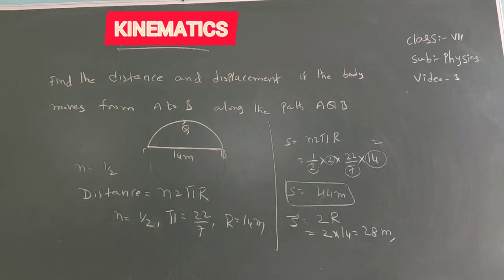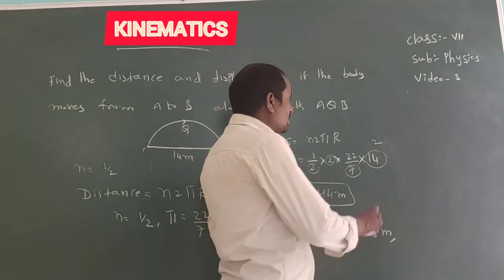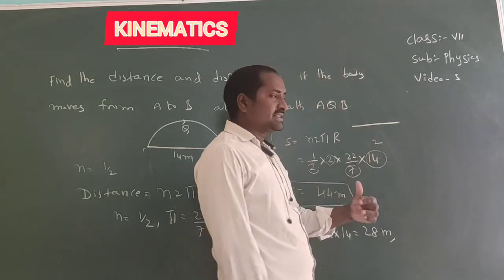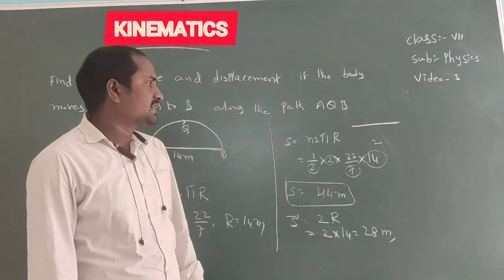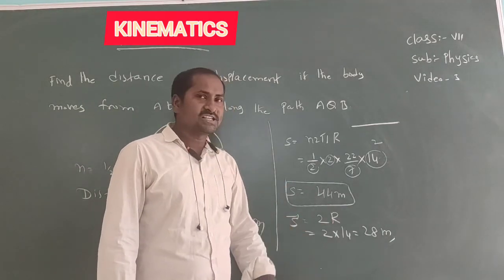Here also distance is more compared to displacement. I already explained that distance is always greater than or equal to displacement. Only in one case, when the body is moving in a straight line, distance and displacement are both equal. In all remaining cases, distance is more compared to displacement.